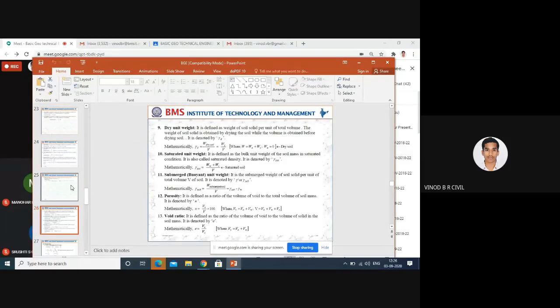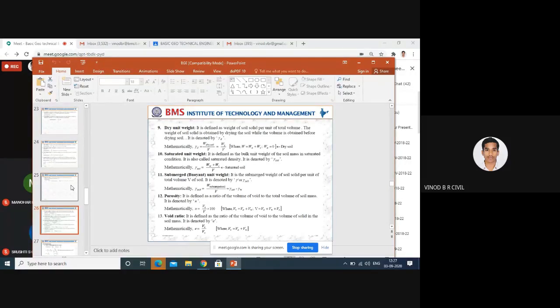Dry unit weight, that is weight of dry soil divided by total volume. Here dry soil means weight of air is 0. And saturated soil, again weight of water plus weight of soil divided by total volume. It is denoted by gamma sat or gamma saturation.